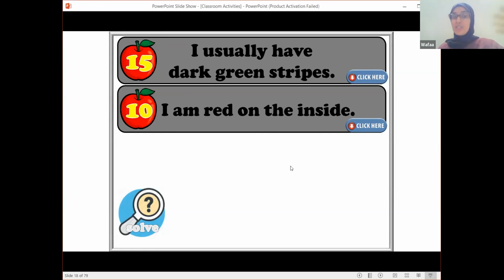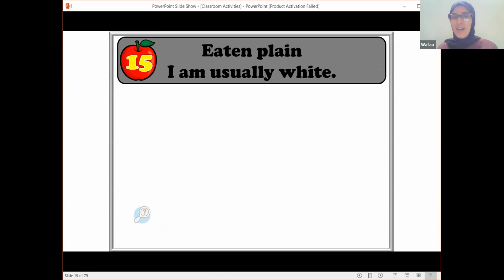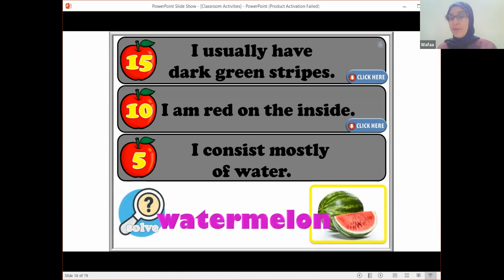Okay, so I consist mostly of water, and that's it. Let's go to the solve. You click on the solve, and you find it's watermelon. Okay.